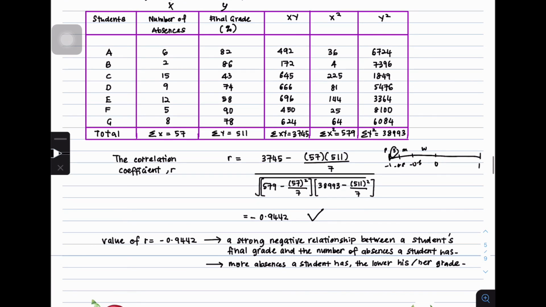Okay, so because the value of R is negative 0.9442, you have a strong negative relationship between a student's final grade and the number of absent days. Okay, means that semakin banyak dia punya hari dia absent, markah dia akan semakin rendah. Okay, you have strong relationship.